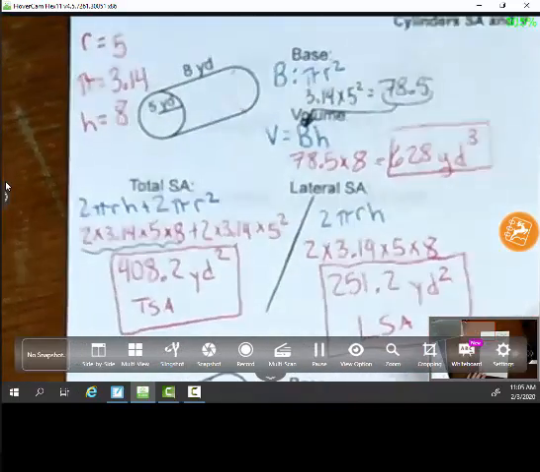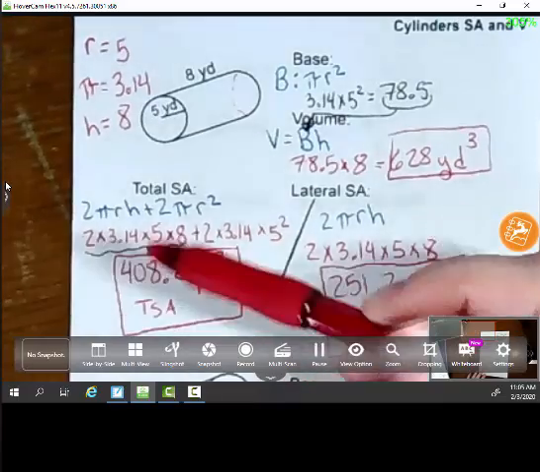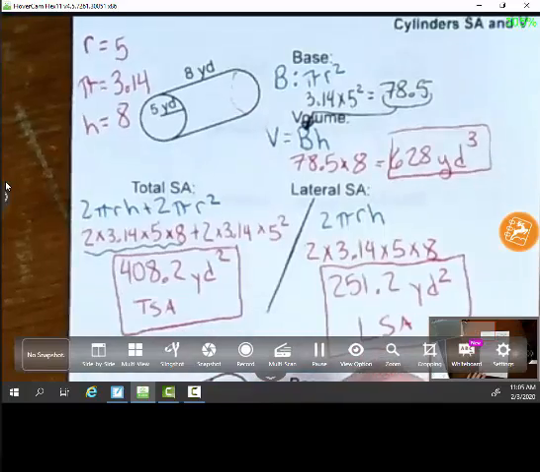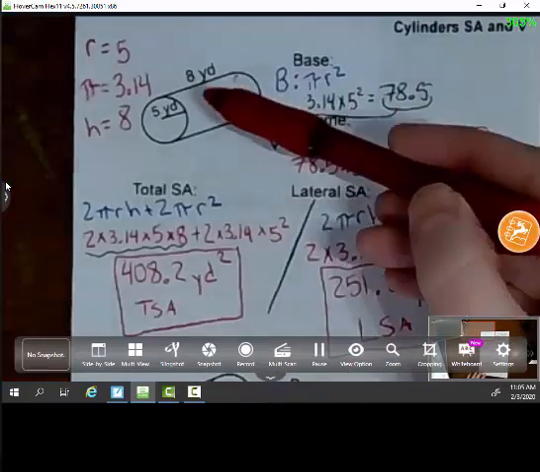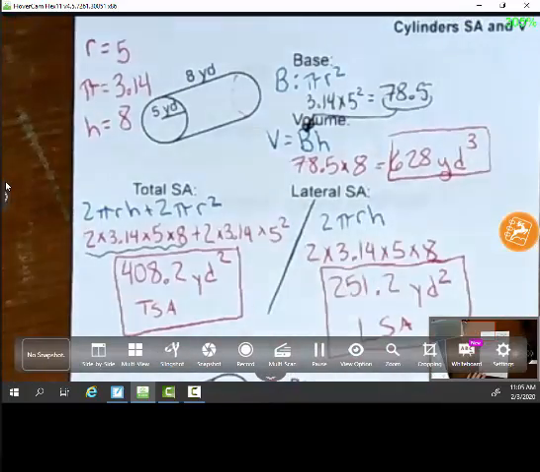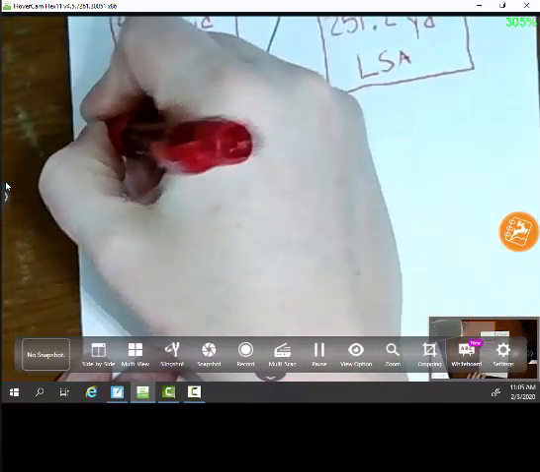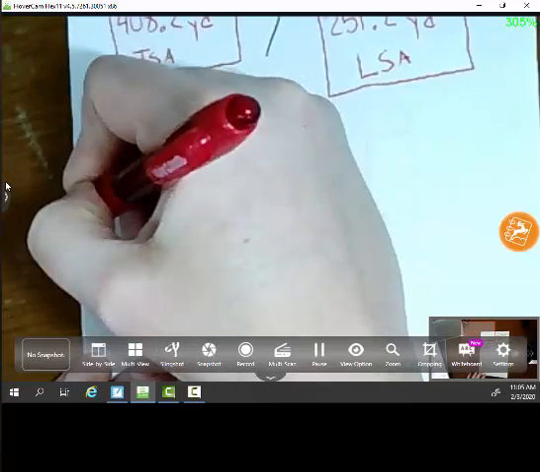Ready to try another one? We're going to start by finding r, pi, and h. Start there. The easy stuff. Start by finding r, pi, and h.